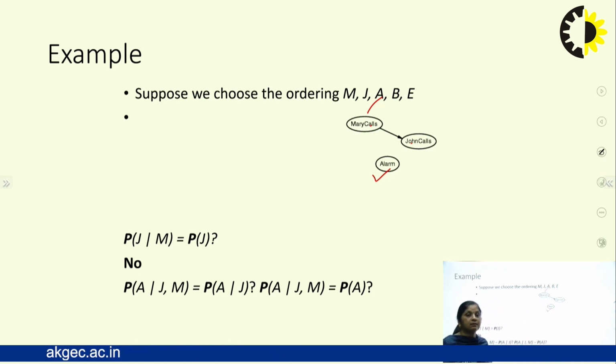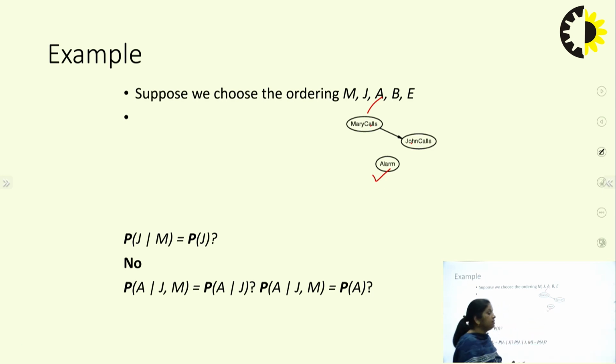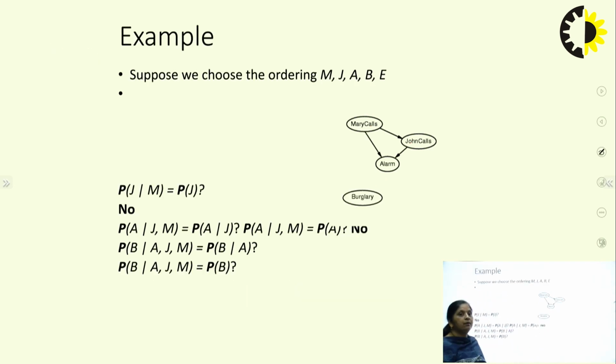Now the alarm. Is the alarm independent of both of these? No, because both have called. So that influences the chances of the alarm. Now burglary. Why has the alarm been installed? The alarm has been installed because of burglary. Now if I have to calculate the probability of burglary, can I ignore the alarm? No, I cannot.